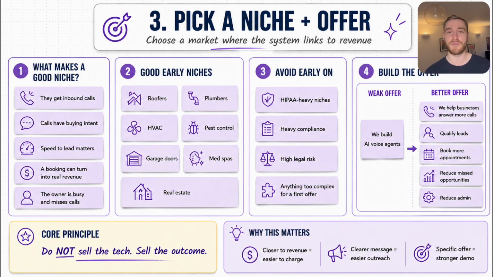Some things I would avoid early on. Anything with HIPAA compliance is going to be an absolute pain. So for those of you who don't know what that is, that's anything in the US that's related to patient data, confidential data such as medical information. It's a complete nightmare. So stay away from the medical niches where you're going to be storing confidential medical patient data. You want to avoid anything with heavy compliance, anything with high legal risk, and anything that's too complex for a first offer.